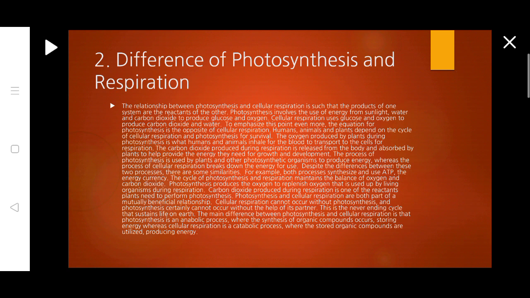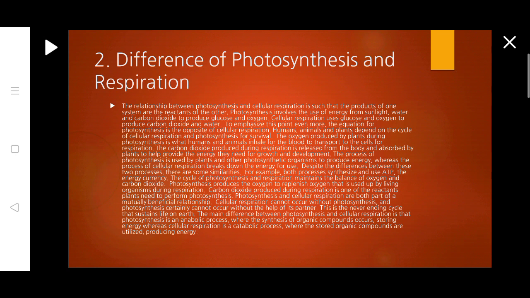Photosynthesis involves the use of energy from sunlight, water, and carbon dioxide to produce glucose and oxygen, while cellular respiration uses glucose and oxygen to produce carbon dioxide and water. To emphasize this point even more, the equation for photosynthesis is the opposite of cellular respiration. Humans, animals, and plants depend on the cycle of cellular respiration and photosynthesis for survival.